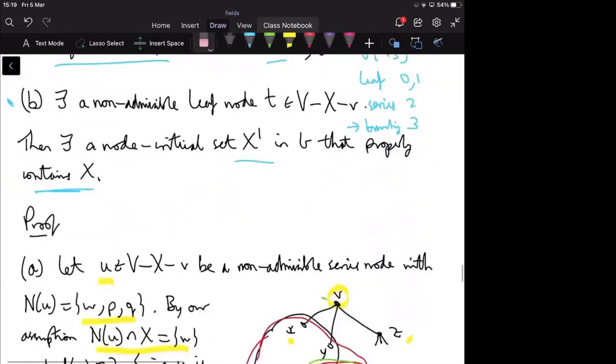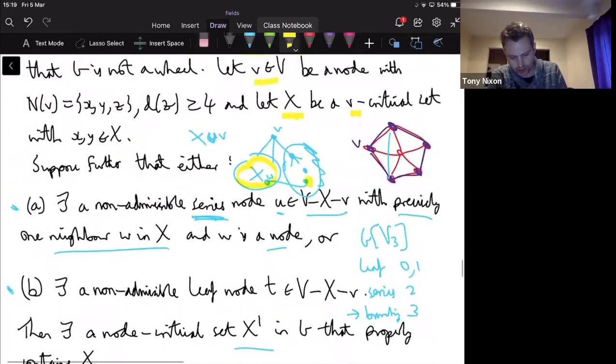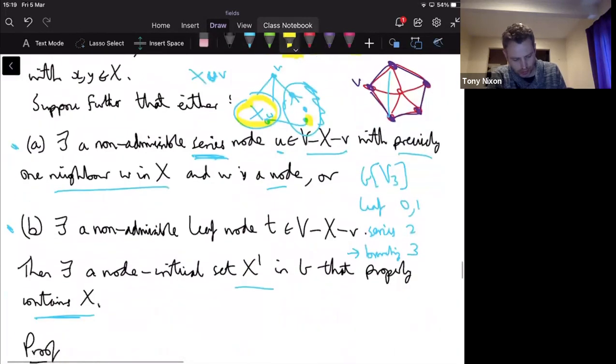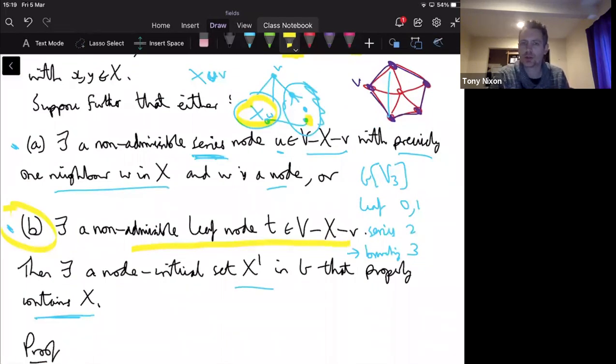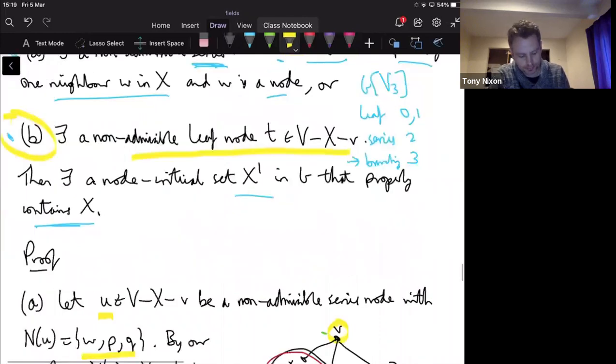Okay. Yes. So now we're going to start Part B. Instead of assuming this series node with precisely 1 neighbor, we're only going to assume a leaf node, and then we know nothing about how many neighbors it has in X or not. Part of the extra difficulty in part B is going to be dealing with the various options there.